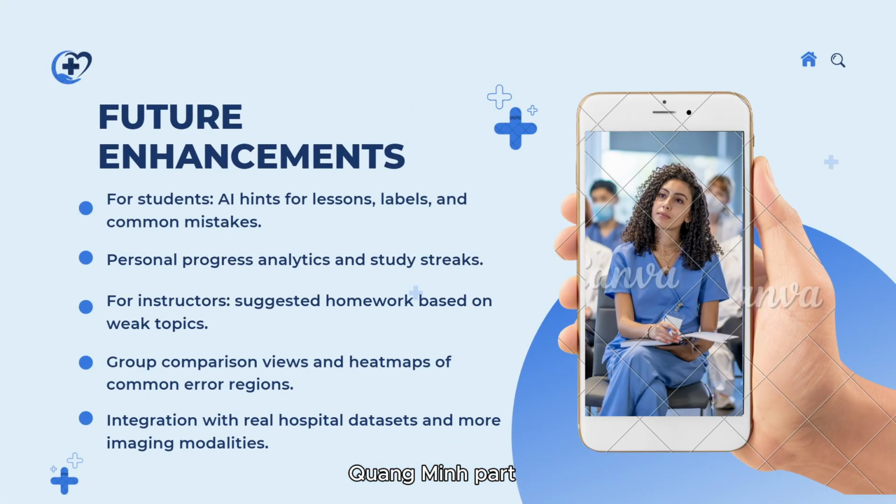It's obvious here that we still haven't completed our project. So what we're going to do in project B for students is add AI hints for lessons, labels, and common mistakes. This is required in the project. However, the client said that it is non-essential, so we decided to save it for project B. Additionally, in the future enhancements, we're going to work on personal progress analytics and study streaks.